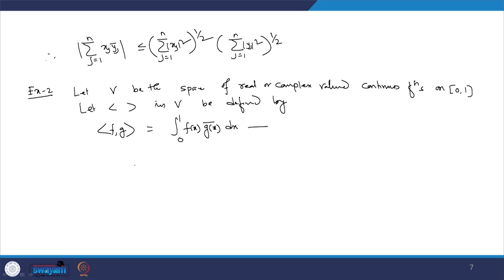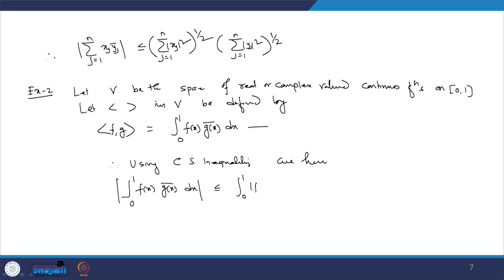Now, using the Cauchy-Schwarz inequality, we have the integration from 0 to 1 of f of x g of x bar dx, in absolute value, is less than or equal to the square root of the inner product of f and f, that is, the integral from 0 to 1 of the modulus of f of x whole squared dx, whole power 1 by 2, and again the integral from 0 to 1 of the modulus of g of x whole squared dx, power 1 by 2.